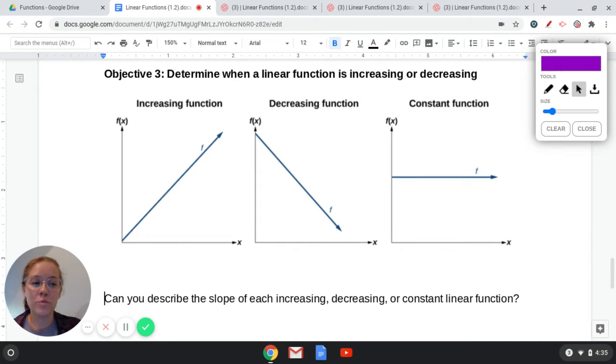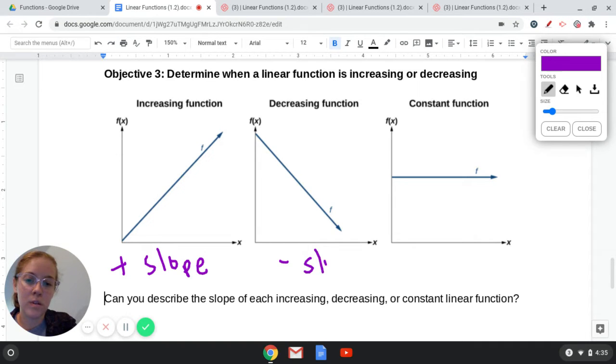So let's describe the slopes of each of these and then make a conjecture based on increasing, decreasing, and constant compared to slope. This is a key idea in calculus. So, an increasing function, what's the slope? We got a positive slope. How about a decreasing function? Well, we got a negative slope. Then a constant function, we have a zero slope.